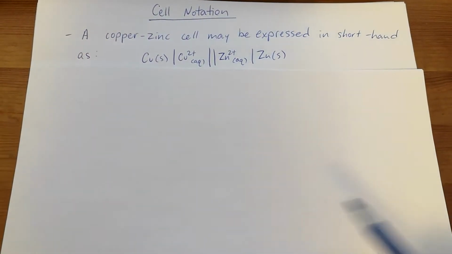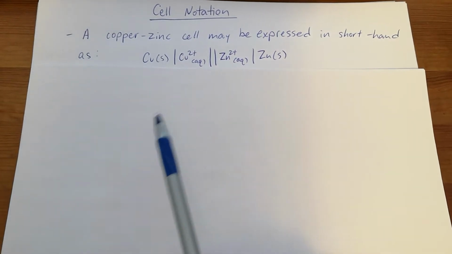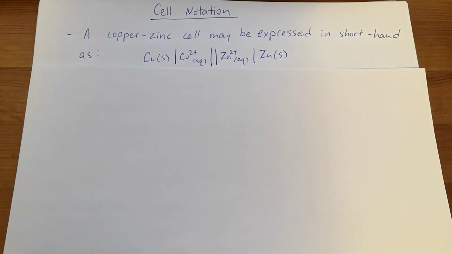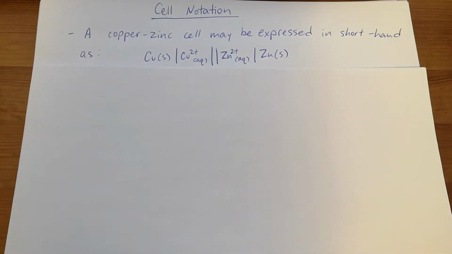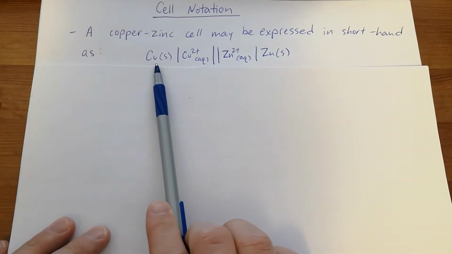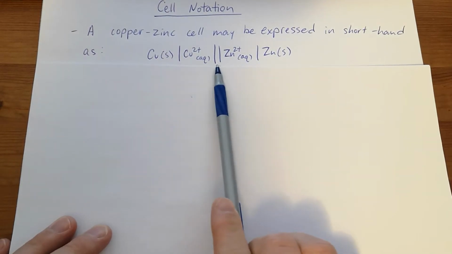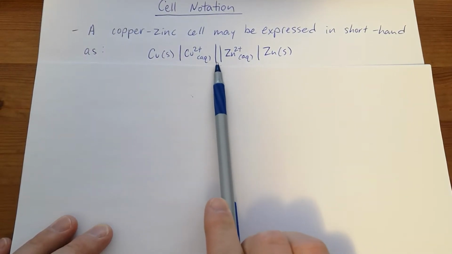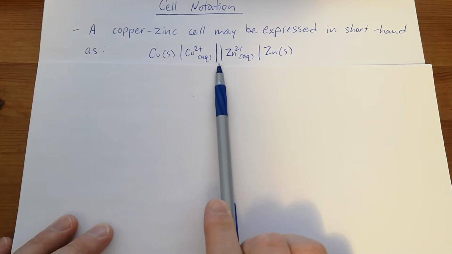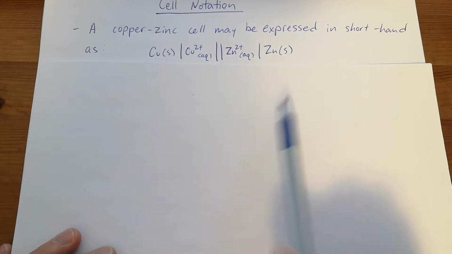Alright, before we can go any farther, I have to tell you about cell notation. It's a really simple way to express cells in shorthand. So we've discussed the copper zinc cell, you saw the cell. This is a way of writing it really quickly. So you have solid copper in contact with copper 2 ions, which are separated by a boundary. In our example, it was a U-tube with zinc ions that's in contact with zinc.